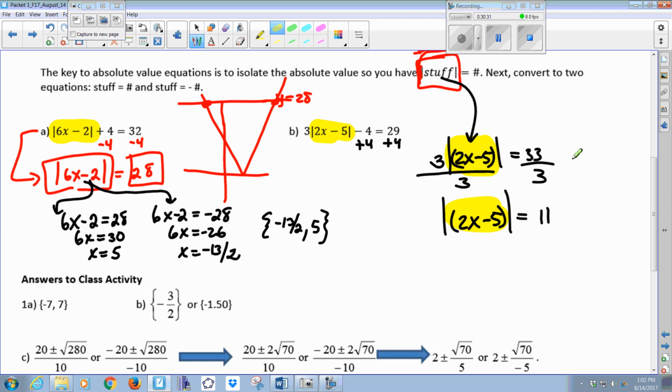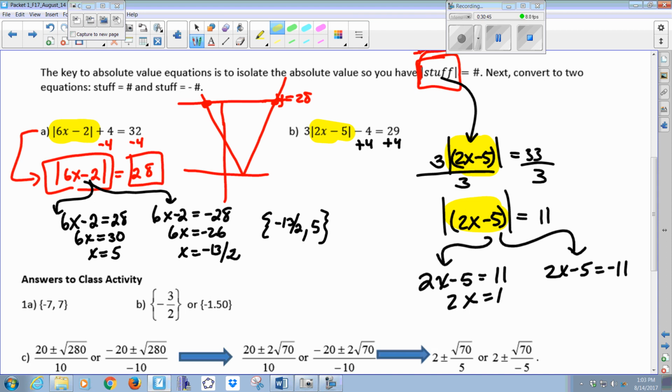Now you can drop the gates and say, well, now 2x minus 5 will be freed if I set it equal to 11 and if I set it equal to the opposite of 11. So 2x equals 16, x is 8. 2x equals negative 6, x is negative 3. So my two solutions are negative 3 and 8.